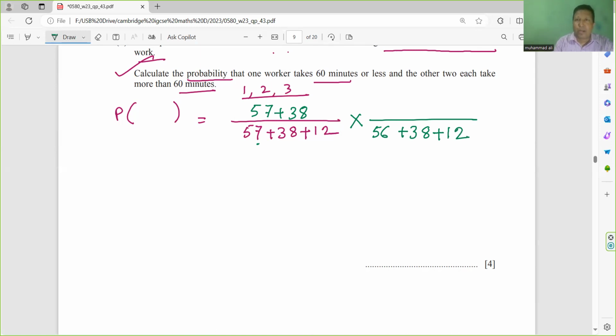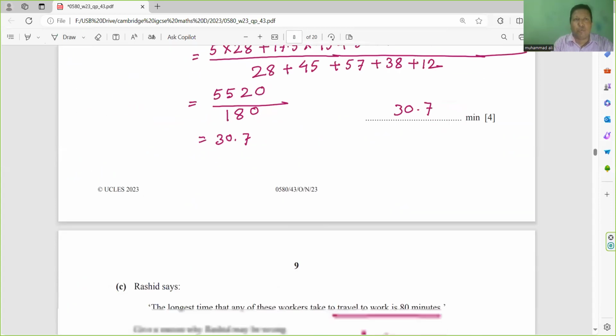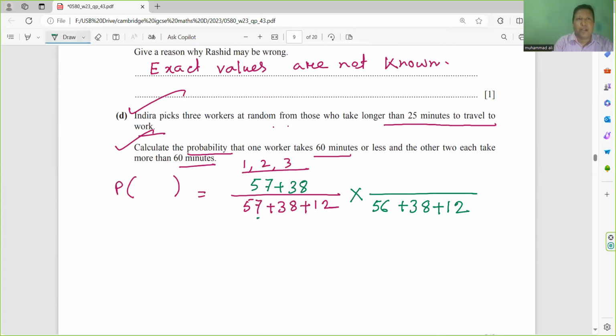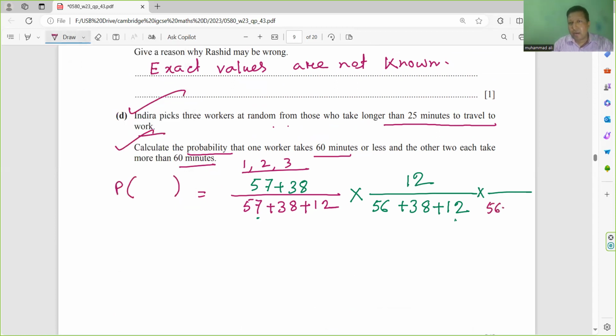So among these workers, the other two each take more than 60 minutes. How many workers take more than 60 minutes? There are 12 workers who take more than 60 minutes. So we have to write here 12. So the second worker is gone. For the third worker from here, another worker less. So we have to write here 56 plus 38 plus 11, because one worker is left. And from 12, here also one worker less, so it will be 11.